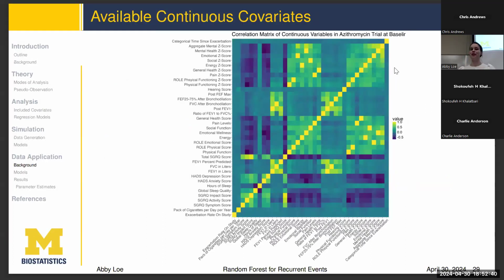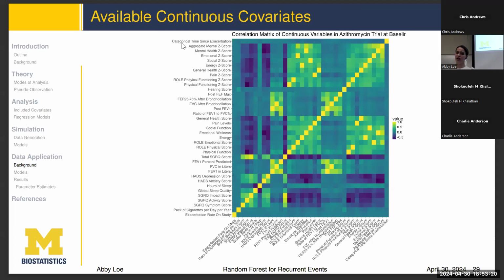So here's just a pretty picture of all of the variables that we had access to at baseline. These are the continuous ones. There were even more categorical ones, but there are patterns of high correlation, right? So all of these, like mental health Z-score, aggregate mental health Z-score, emotional Z-score, social Z-score, all of these mental and social well-being variables are correlated with each other, which makes sense. If you're not functioning very well physically, we might expect you to not be very healthy. And so as we measured all of these different variables, there is this pattern of correlation.